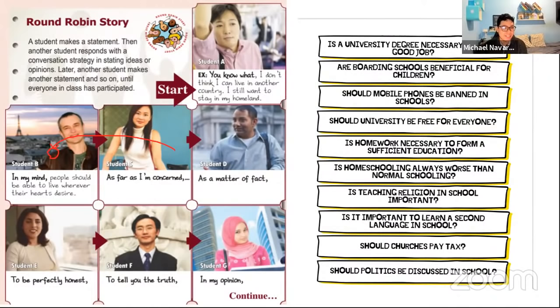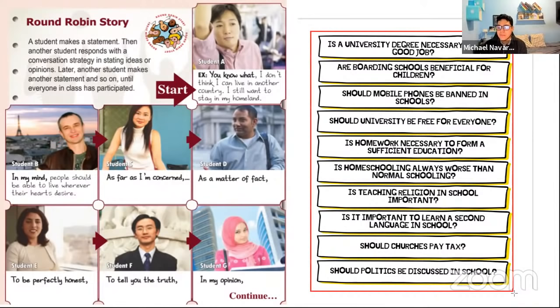For example, this is one activity that I did with my students. So we have different controversial, contentious issues. Is a university degree necessary to get a good job? Should mobile phones be banned in schools? And many other statements or questions. The most important thing was that my student was able to use the conversation strategies. I was preparing this student for the FCE. So I wanted my student to make use of these conversation strategies, of these expressions to give opinions.